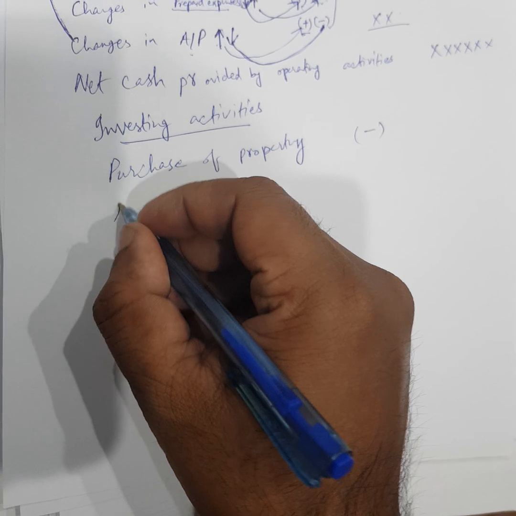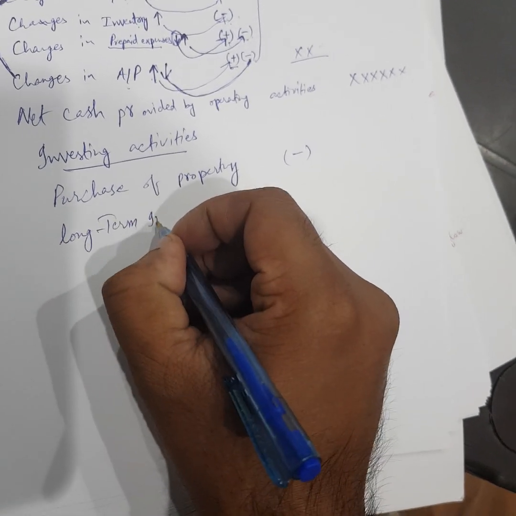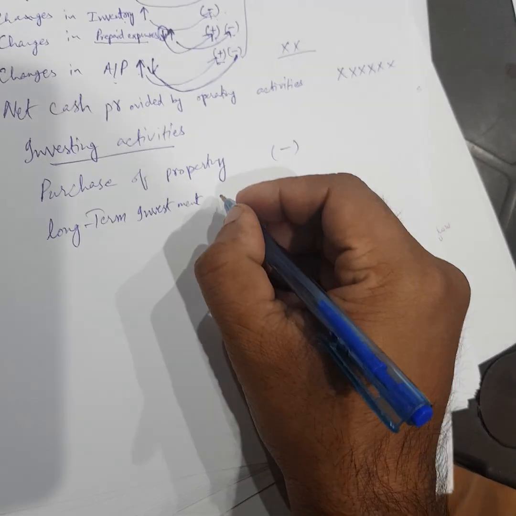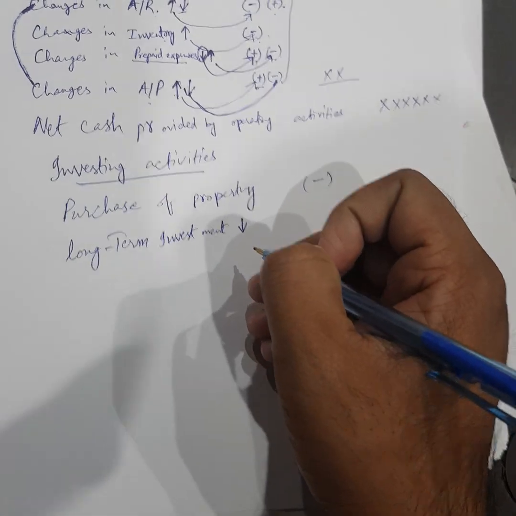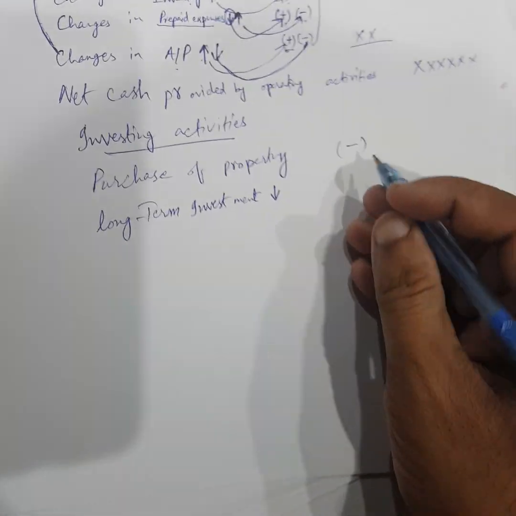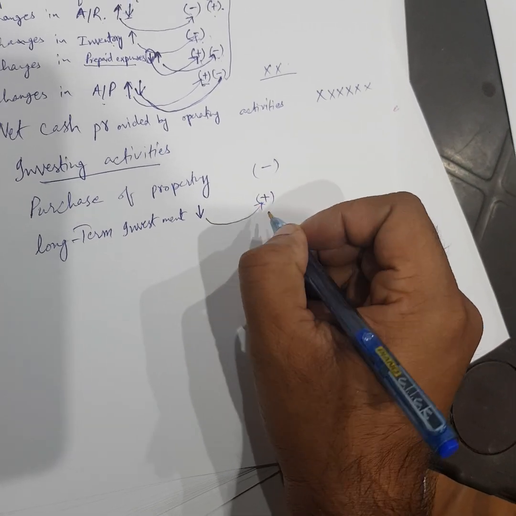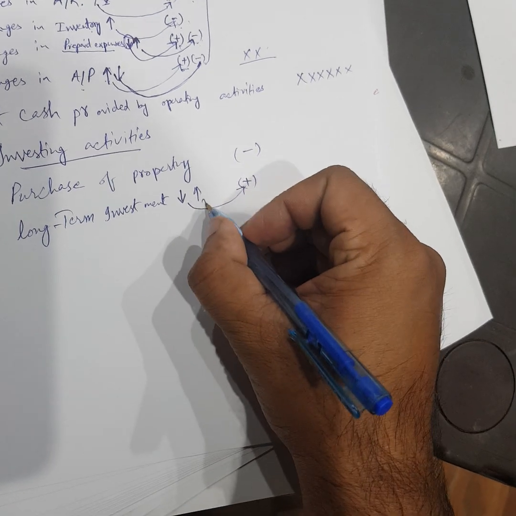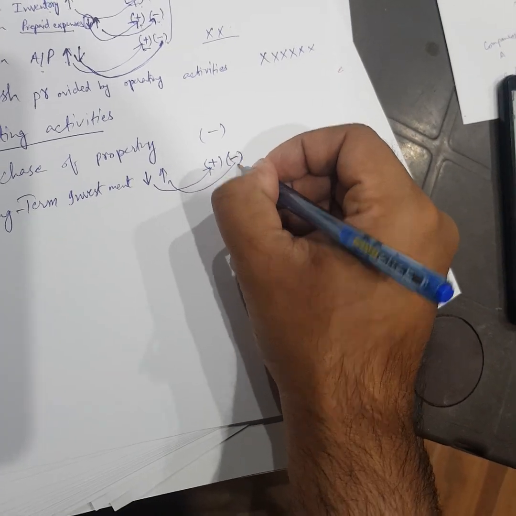If we say our long-term investments decrease, it means we got the cash inflow. But if our long-term investment increases, we did investment and our cash goes out, so we will subtract the amount.